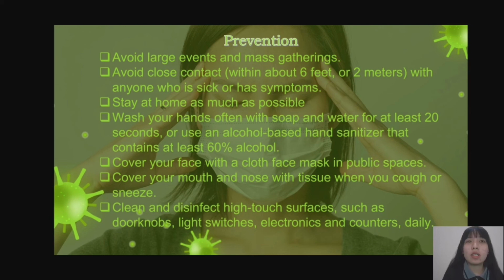Wash your hands often with soap and water for at least 20 seconds or use an alcohol-based hand sanitizer that contains at least 60% alcohol.